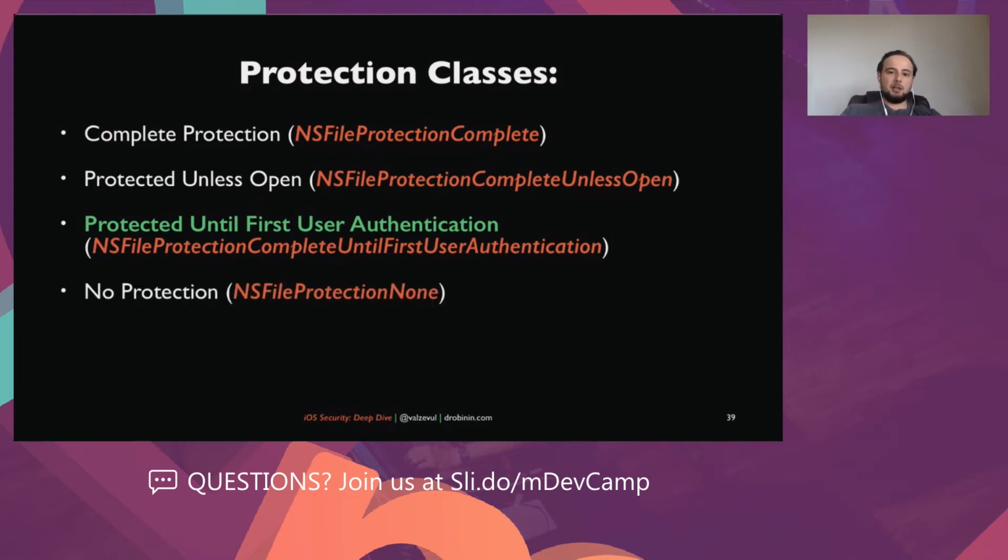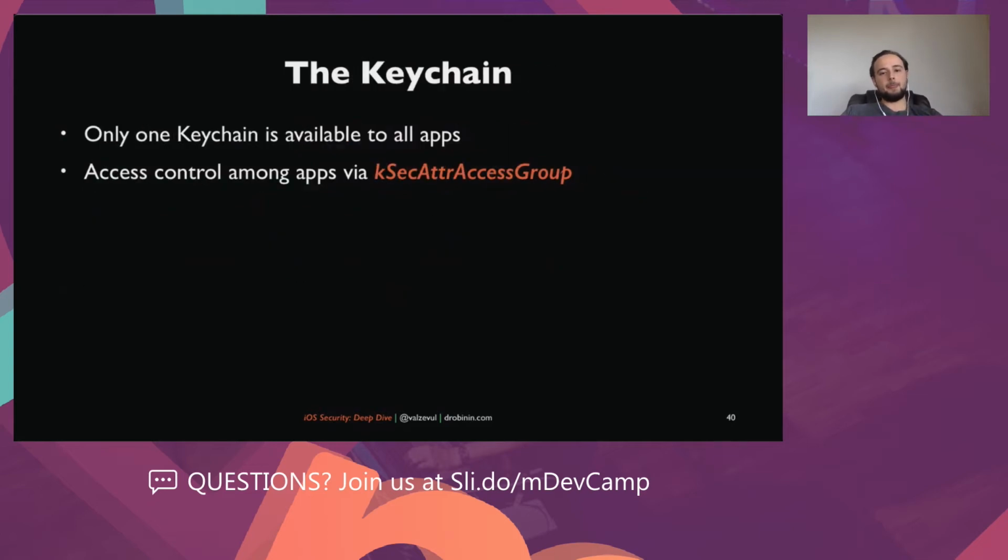Last, and probably least, is no protection. The key for this protection class is protected with the UID only, so it's stored in a region of the flash memory of the iOS device. And the only purpose of using that part of the memory is if you need something to be quickly wiped remotely, for example. So that's something you would use rarely.